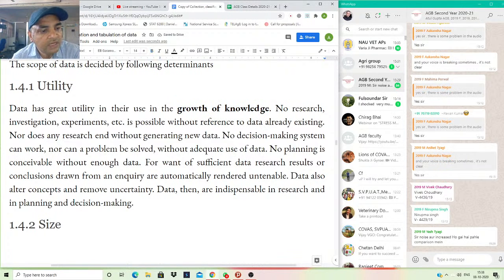No research, investigation or experiment is possible without reference to data already existing. So for research, you have to generate new data. For decision making, you have to generate data, and this is the utility of data. That is, from this data you develop new decision making systems, you enhance your knowledge, and accordingly our learning process advances.